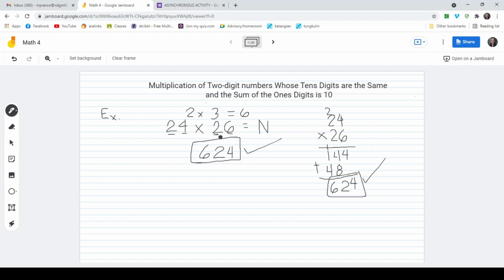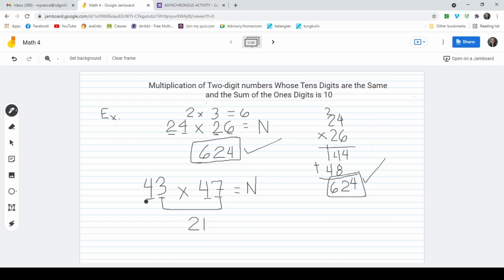So let's try another example. I want you to try it also mentally. Let's have, for example, 43 multiplied by 47. So again, this is only applicable if the ones digits have a sum of 10, 7 plus 3 is 10, and the tens digits are the same. So here, to find the product mentally, we need to get the product first of the ones digits. 3 times 7 is equal to 21.